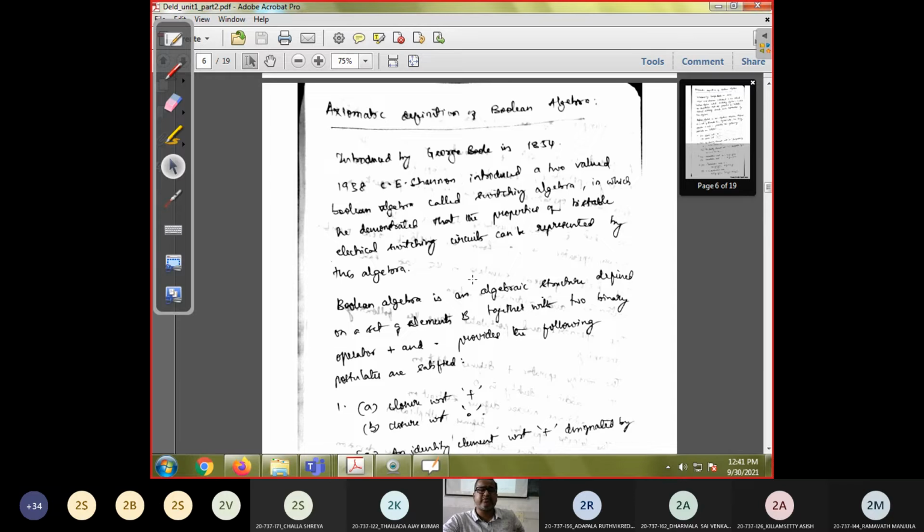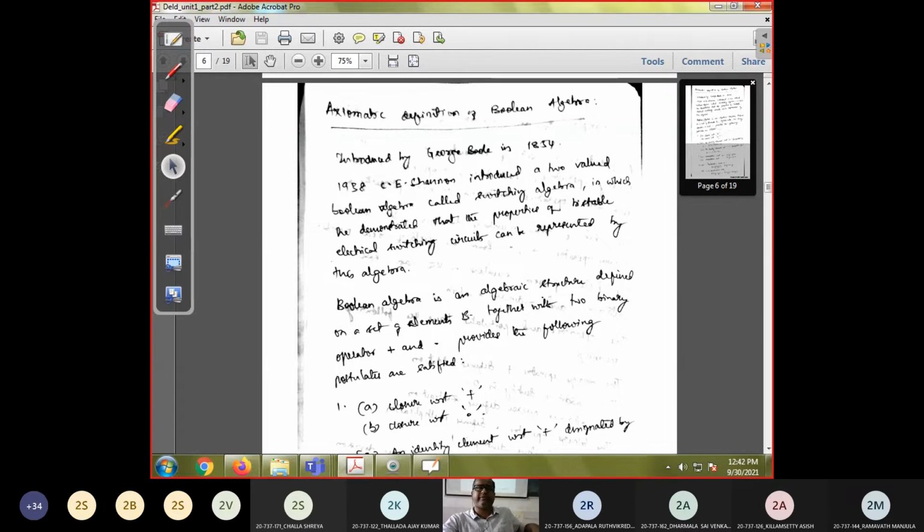This Boolean algebra forms an algebraic structure which is defined on a set of elements B together with two binary operators. So what are the two binary operators which we define here? One is represented as plus and the other one is represented as dot. And what are my elements here? I'm talking about Boolean algebra or binary algebra here. So my set consists of only two numbers, which can be either 0 or 1. The set consists of only two elements, either 0 or 1.